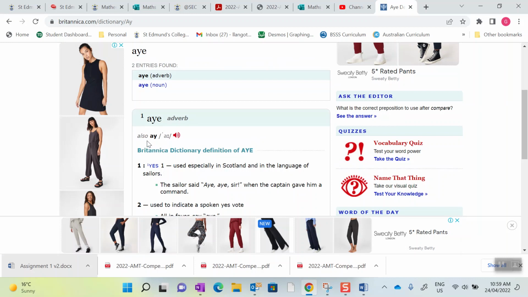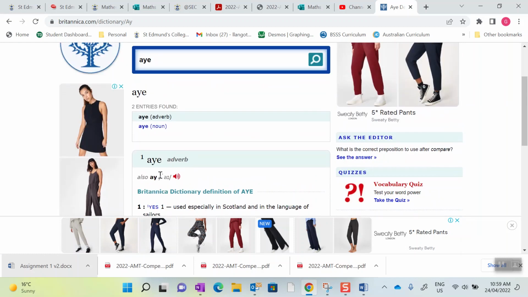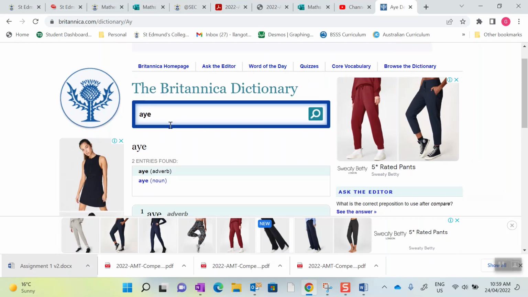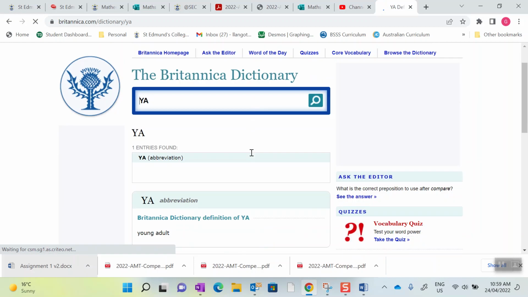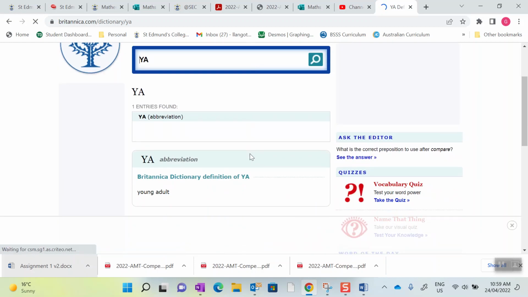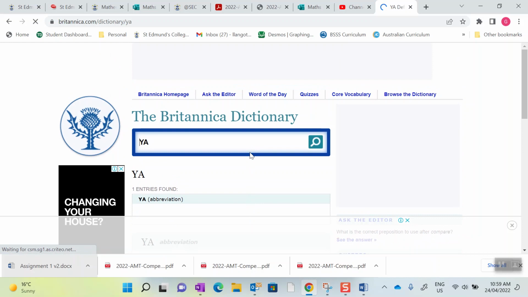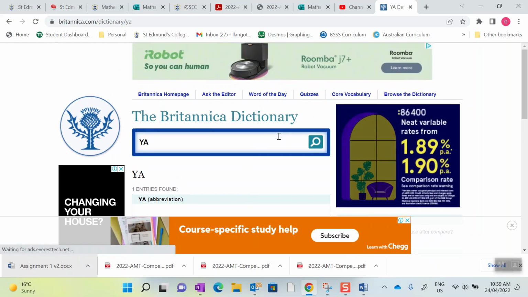Actually, it does say here also I, and it's used for yes. So I can use that as an alternative to AY. So AYE, so AY is a word. And then I'm just going to finally check YA. I think it will be a word. No, it's only an abbreviation for young adult, so I can't use that as a word on its own.